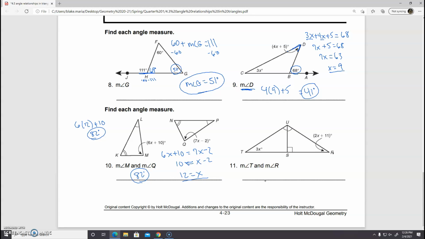Last one, R is congruent to T, so 3x has to equal 2x plus 11. We're going to subtract 2 x's. I'm trying to speed up so I don't run out of time. And just plug it in. 3 times 11 is 33 degrees. Even if you did it here, 2 times 11 is 22, plus 11 is 33.